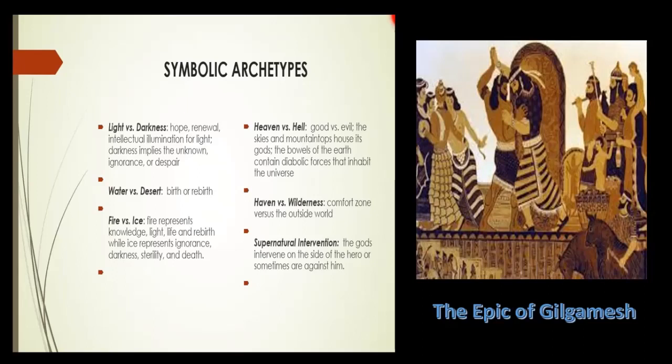And then there's the fire versus ice symbolic archetype. The fire representing knowledge, light, life, and rebirth, while ice represents ignorance, darkness, sterility, and death. Okay, so in the Epic of Gilgamesh, anything that has to do with fire, has to do with heat, has to do with rage, has to do with anger, is an ignition of his knowledge and of his life as the king of Uruk. And then the ice, this represents the ignorance, the darkness, sterility, and death.